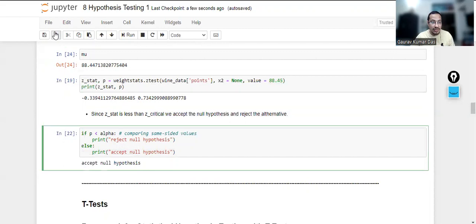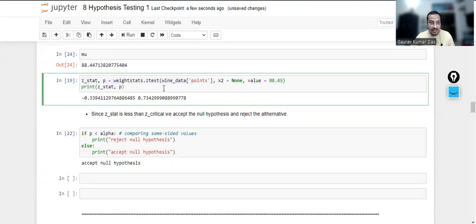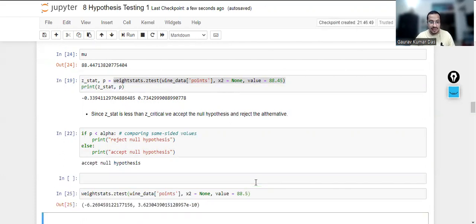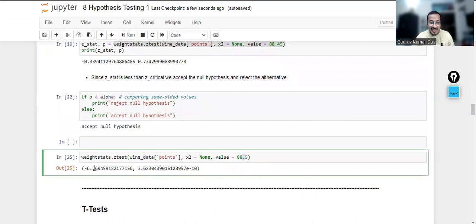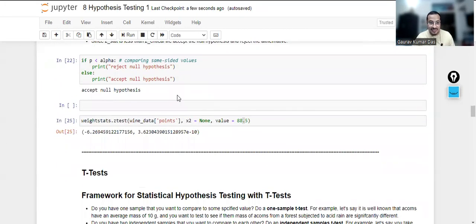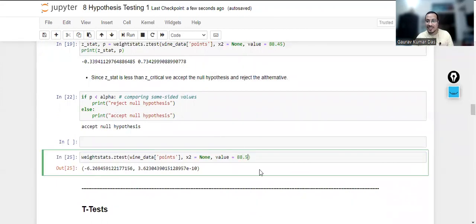Now let us try some more values. Let's say if I make it 88.5, let's see. If I make it 88.5, still it is rejected. See, this p-value is much less, although not as small as the first case, but much less than this. So it's very, very sensitive. That's what I'm trying to say here.